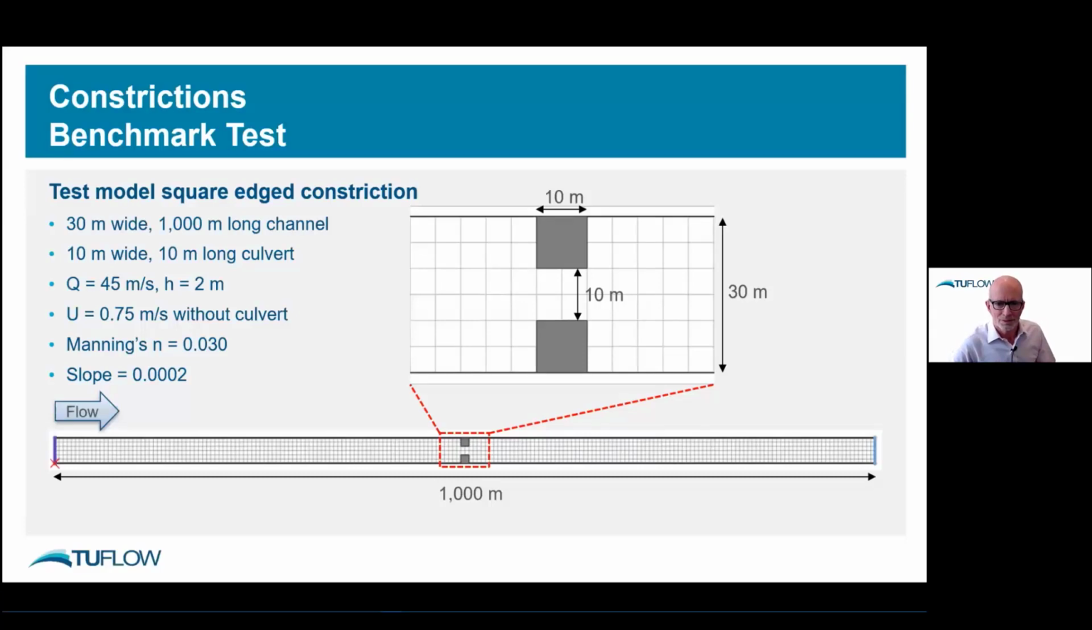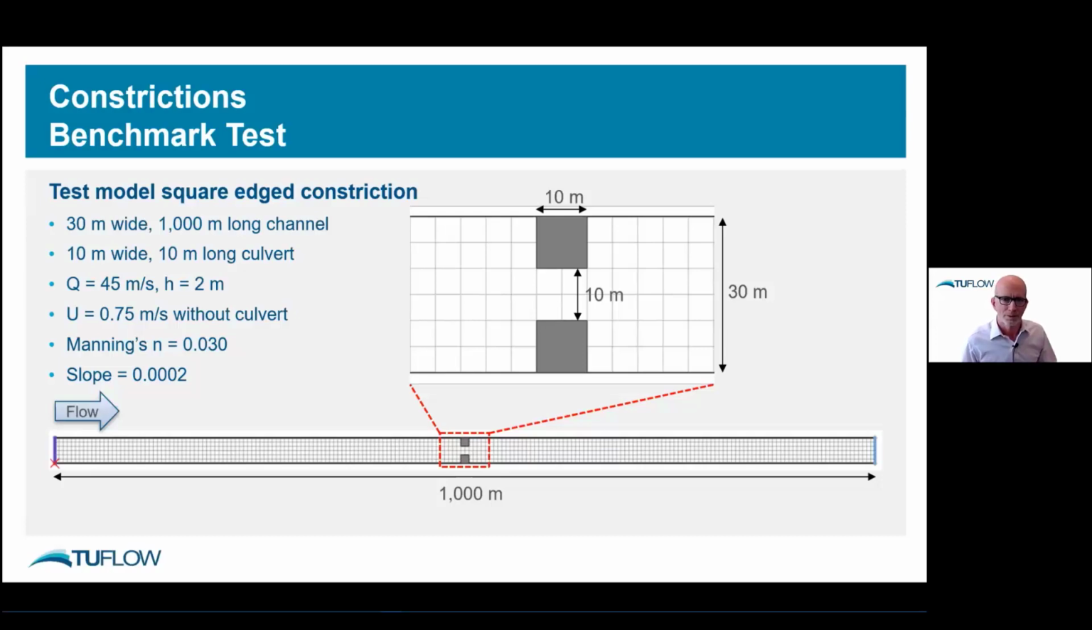So to demonstrate flow through a constriction, we've just set up this little test model. It's 30 meters wide, 1,000 meters long. And in the middle here, we've got a little 10 meter wide, 10 meter long constriction, which we're modeling effectively as a culvert that's not surcharging. There are some details there on the model if you would like to reproduce it.